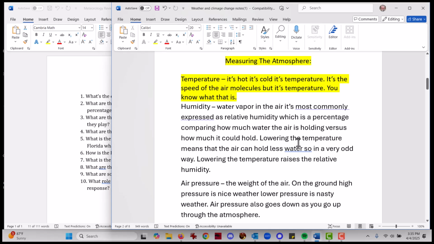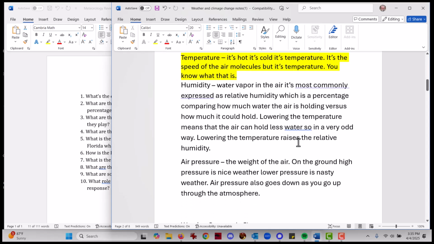It's really measuring the speed of air molecules, and it's actually in the real world different from heat, but we're not going to go there. Okay, we're just not. And then, of course, another thing that we measure is humidity, which is the water vapor in the air. And I went through a whole thing about relative humidity, where if you say the relative humidity is 80%, that means that the air is holding 80% of the water vapor that it could hold. And then, of course, the trick there was if you lower the temperature, you lower how much it could hold.